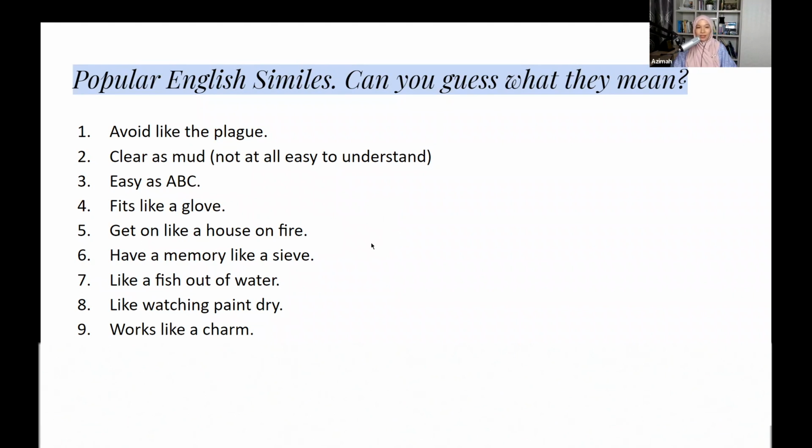Okay. For number 6, what do you think? Have a memory like a sieve. So this is a tool in your house when you fry something and you take out the oil, you use a sieve. Is that positive or negative when you've got a memory like that? Bad memory. Everything's falling through because you can't remember a thing. Okay, good. Number 7, like a fish out of water.